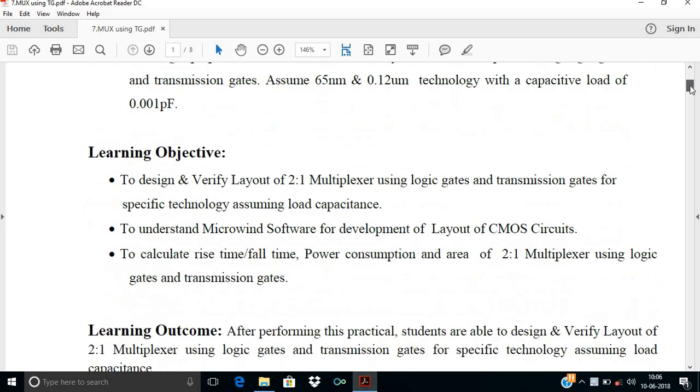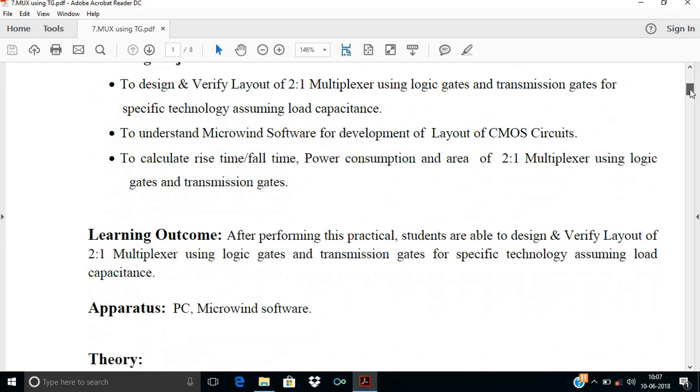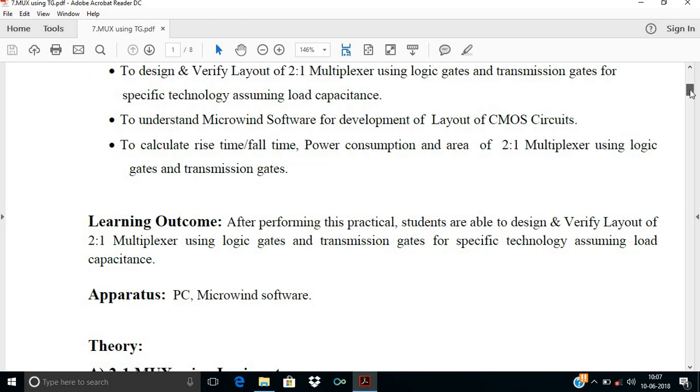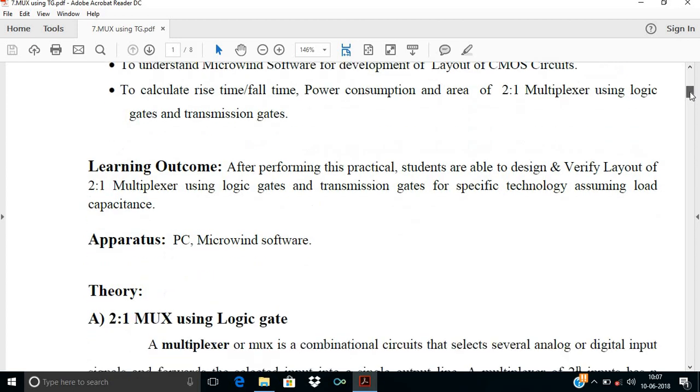Now what are the learning objectives? The learning objective is to design and verify the layout of a 2:1 multiplexer using logic gates as well as transmission gates for a specific technology, assuming a load capacitance, and to study the effect of load capacitance. Second is to understand the layout software for designing CMOS circuits, and third is to calculate rise time, fall time, and power consumption of the 2:1 multiplexer design. Then calculate the area of the 2:1 multiplexer using logic gates as well as transmission gates, and the effect of using transmission gates instead of logic gate design.